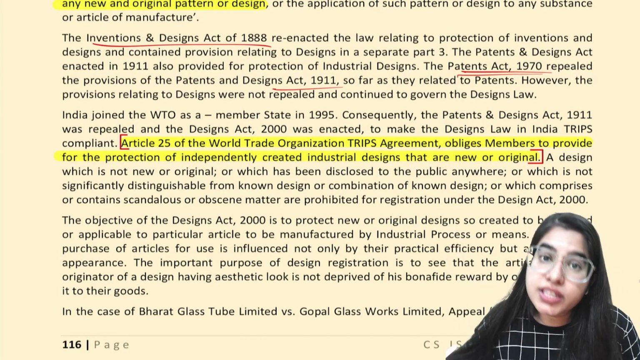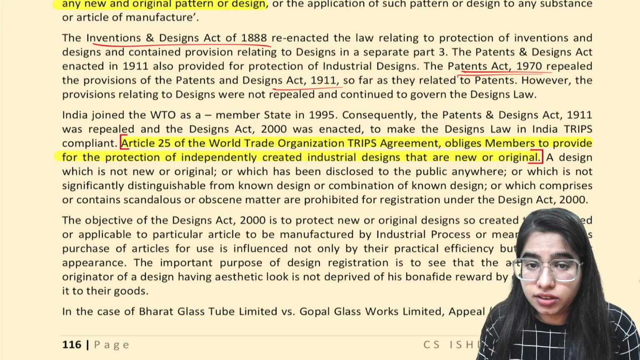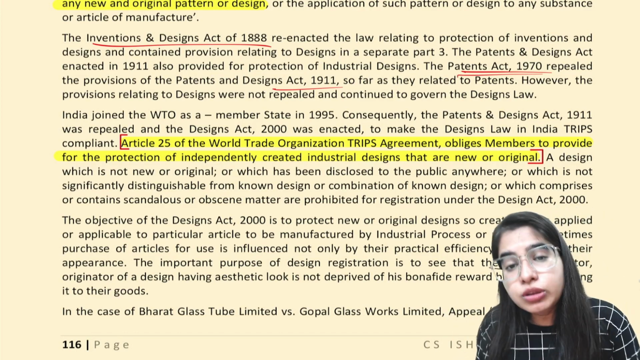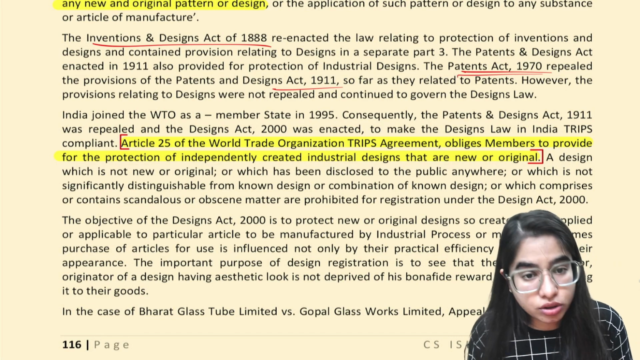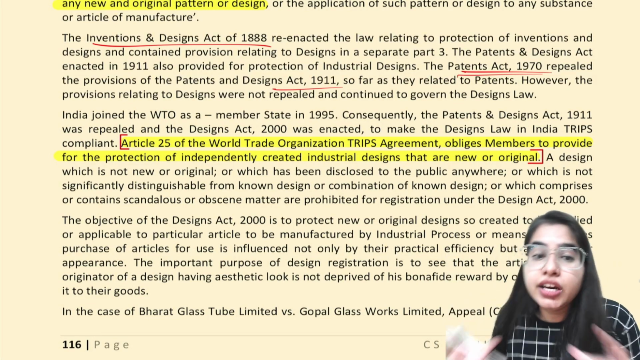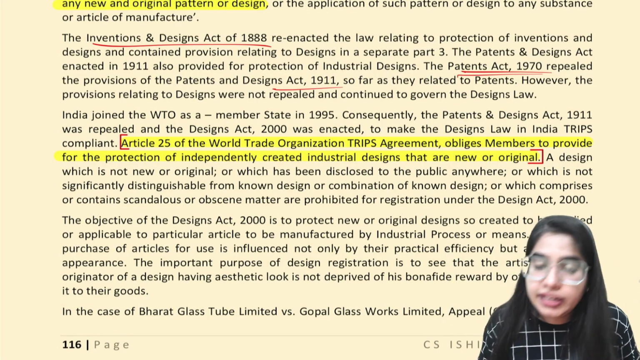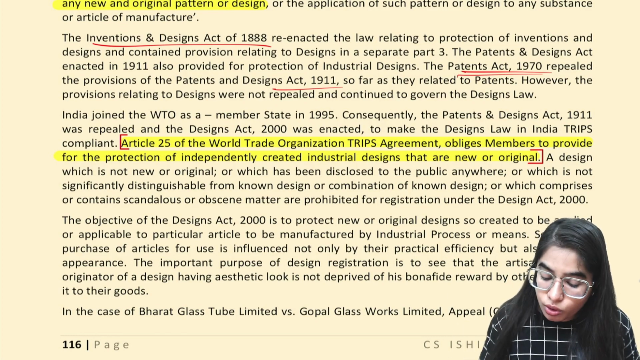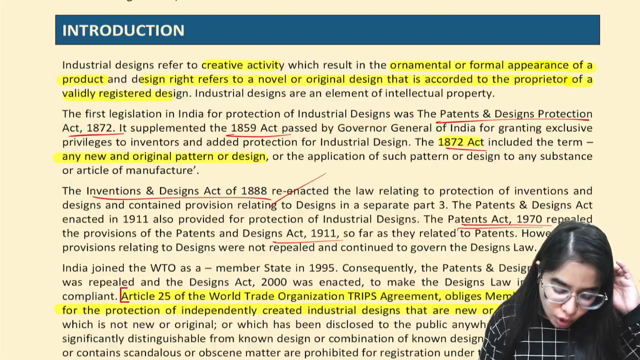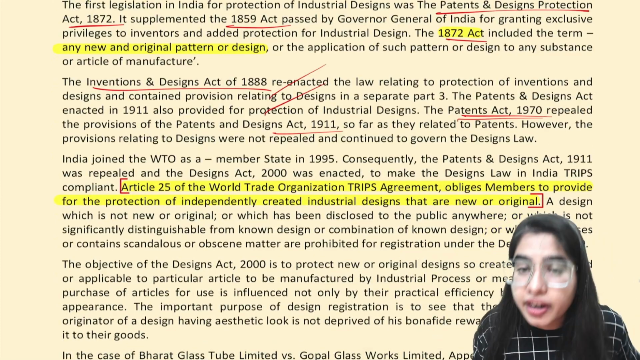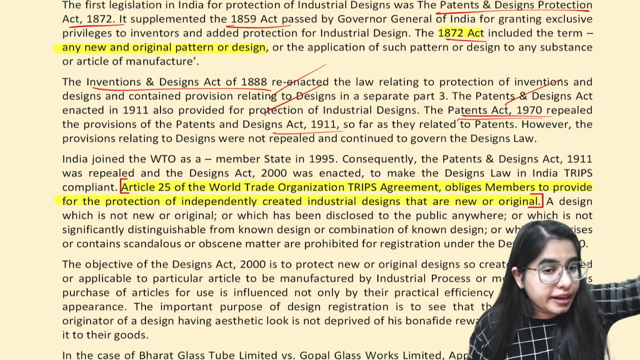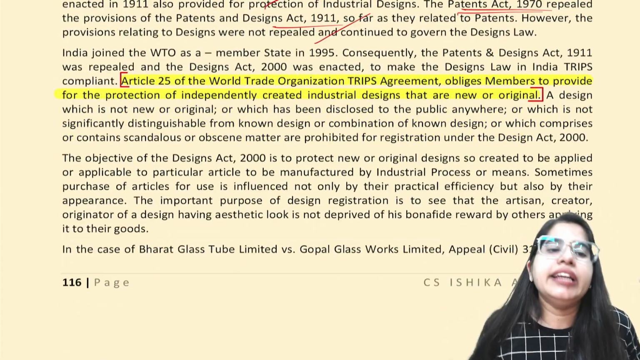Before this, patent and design had a common act, one single act dealing with patent and design both. Later on we segregated it. We made a separate law for patent and a separate law for design. So first there was a common act, the Invention and Design Act 1888. Then we separated, and made a separate Patent Act 1970 and a separate Design Act 1911.